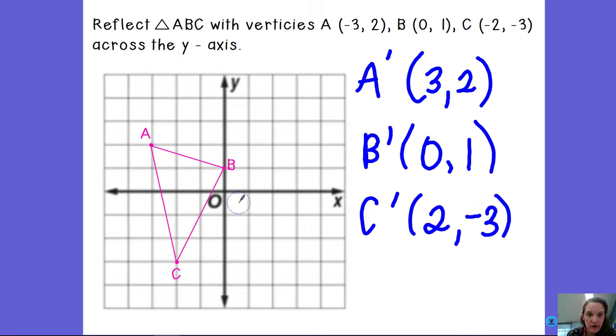So I'm going to go graph those. Positive 3, positive 2. If you notice, A jumped across the y-axis. It was on the left side, and now A prime is on the right side. B prime is going to stay put because it can't get reflected across the axis if it's on the axis itself. And then C prime was on the left side of the axis, and now it's going to be on the right side of the axis.